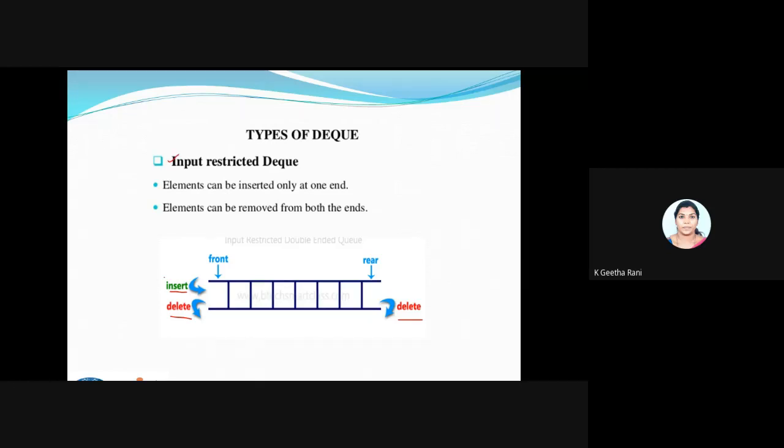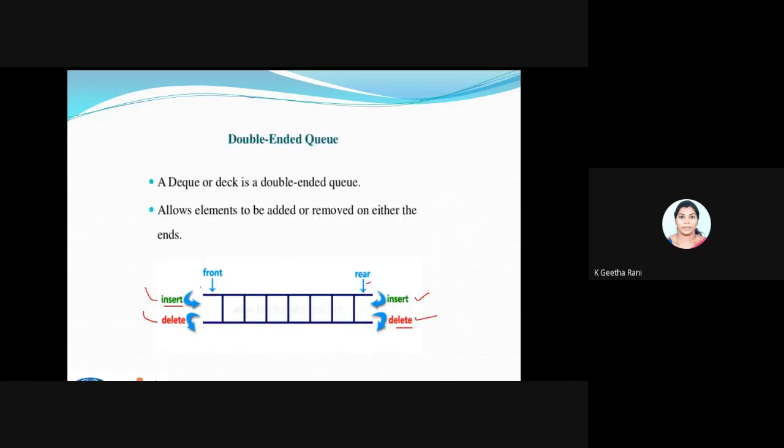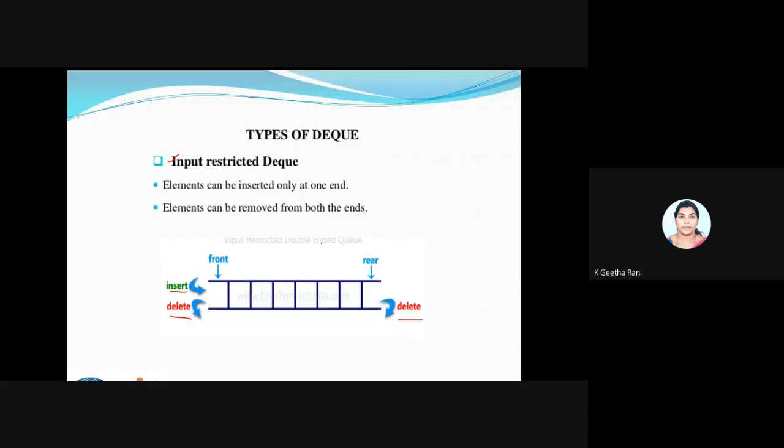So insertion happening at only one end is called an input restricted DQ, but the deletion happens at both the ends. A normal DQ has insertion and deletion at both ends. But in an input restricted DQ, insertion will happen only at either the front end or the rear end, but deletion will happen at both the ends.